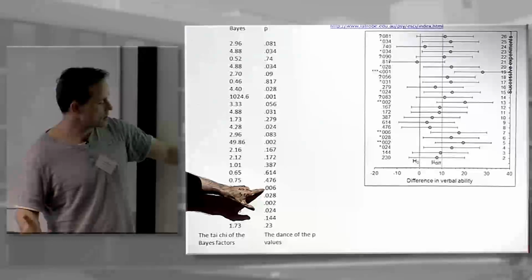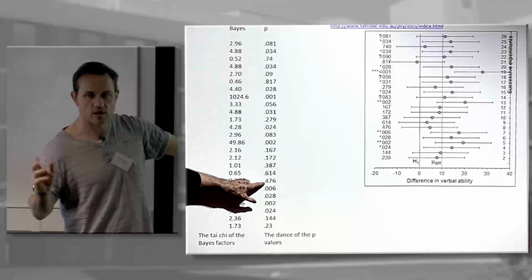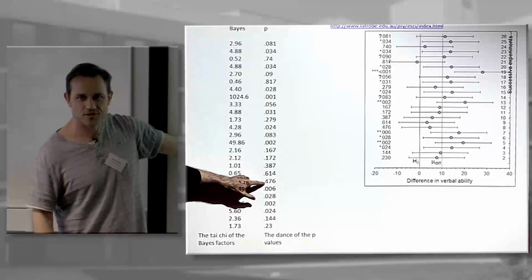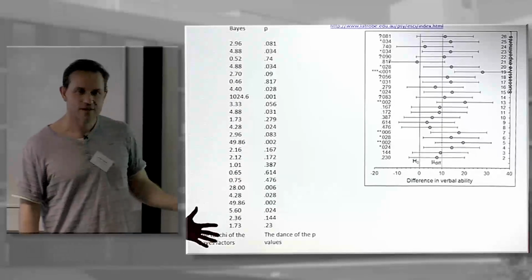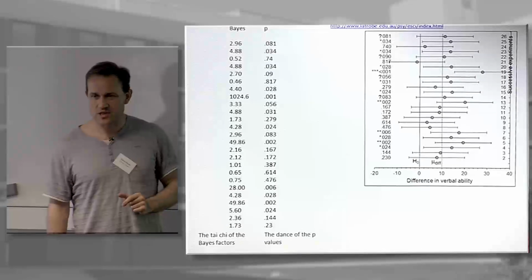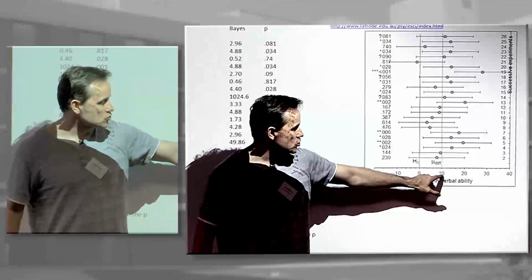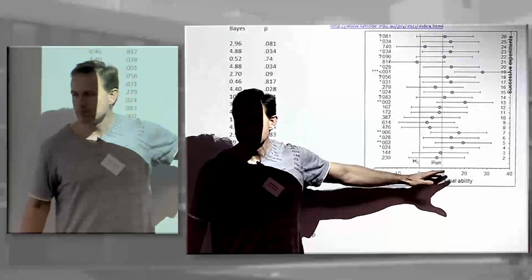0.006, you're ecstatic. Next experiment, 0.476. You're going to give up your PhD, you burn it. Now, let's look at the Bayes factor. So what I've done in each case is calculated Bayes factor. And what I've assumed, by the way, the true population effect here is 10.